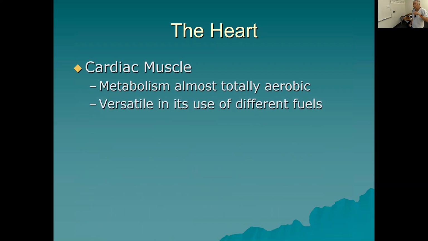But it's versatile in its use of different fuels. It can fuel itself with glucose from glycogen or from fats. In fact, it actually kind of prefers fats. So it can use either, because sometimes, for example, the white fibers in skeletal muscle really can't use fat. They're anaerobic and they have to use glycogen. But heart muscle doesn't really care. It can use amino acids too. It can use all different kinds of fuels.